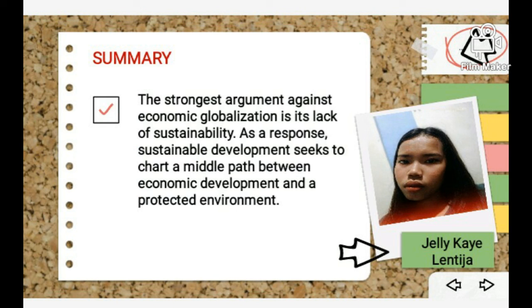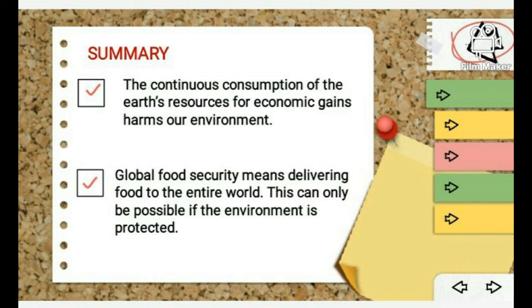These are the summary of our topic. The strongest argument against economic globalization is the lack of sustainability. As a response, sustainable development seeks to chart a middle path between economic development and a protective environment. The continued consumption of the earth's resources for economic gains harms our environment. Global food security means delivering food to the entire world. This can only be possible if the environment is protected.